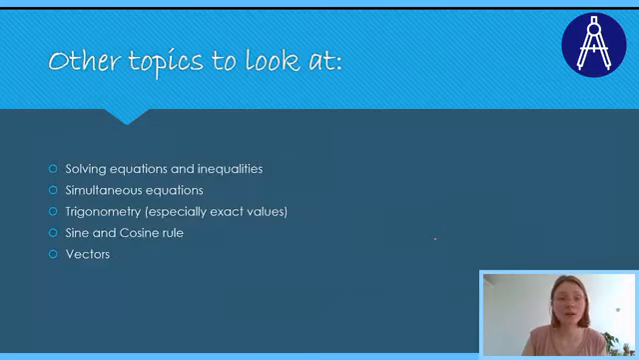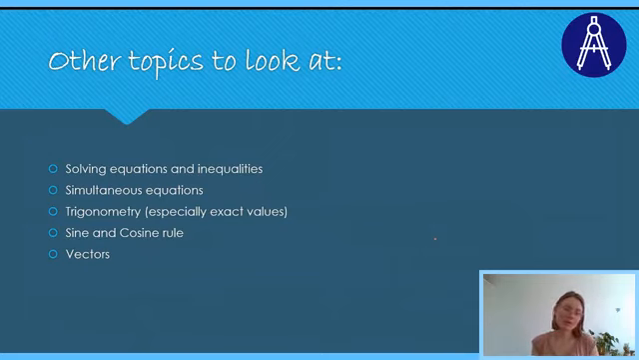Right, okay, let's move on. Other topics to look at that might be useful, a little bit of algebra still: solving equations and inequalities. That includes linear and quadratic. Simultaneous equations, again, simultaneous equations with x squared in them. Again, really important to get a hang of them.